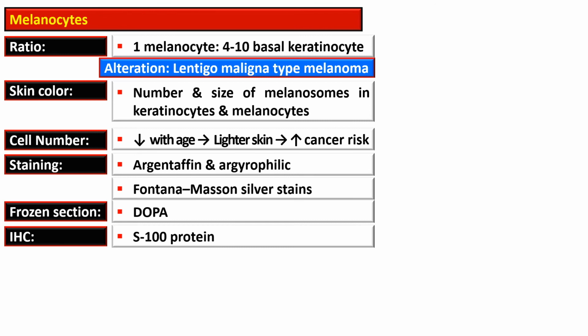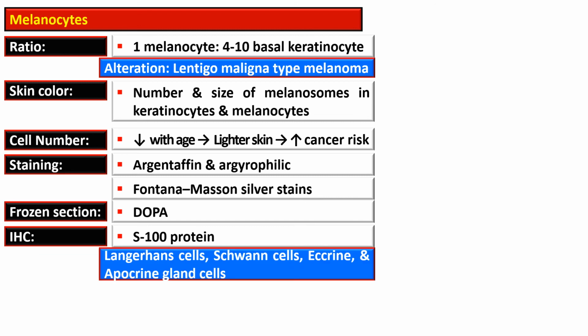the marker S100 protein, and this marker is highly sensitive for the melanocyte, but it is non-specific because it is present in Langerhans cells, Schwann cells, and eccrine and apocrine gland cells also.